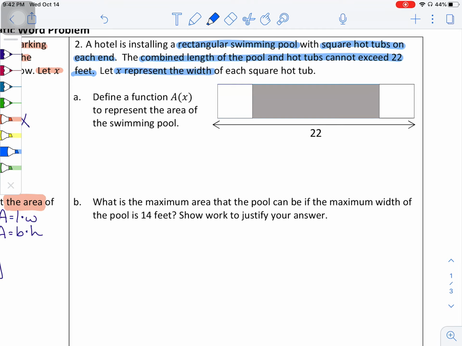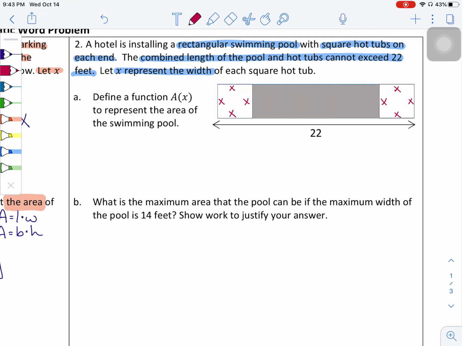square hot tubs. So if we know anything about hot tubs, if we know anything about squares, X is the width, but a square has all the same dimensions. So if I look at this, this is the hot tub right here, this is the hot tub right here. So this is X, X, X, and X, and so is this one. It's X's all around.